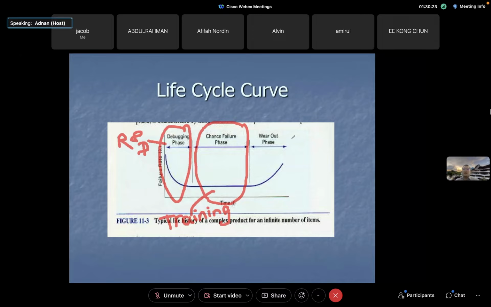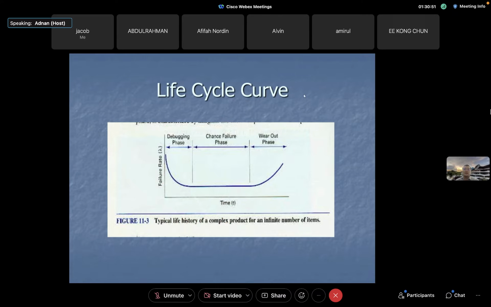And how can we avoid failure in the wear out phase? We have to go and see the mechanic, to replace components. If you use your car or your motorcycle and never go and see the mechanic, it's going to be a big failure. When we have regular service and minor repair, it can help the product to last longer.